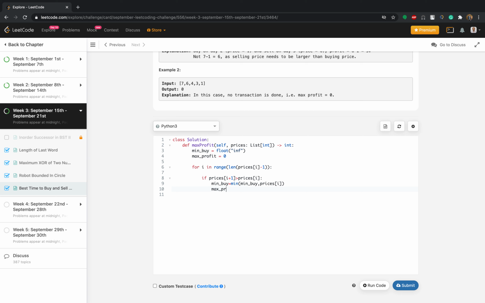And your maximum profit would be the max of max profit and the current profit. What is the current profit? Which is prices of i plus 1 minus minimum buy. So your max profit will always be the max of your prices of i plus 1 minus the minimum buy, and then you return it.